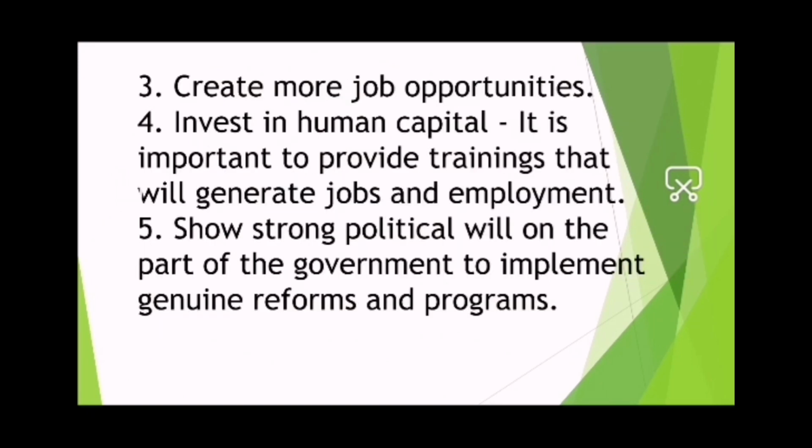Number three, create more job opportunities. Number four, invest in human capital. It's important to provide trainings that will generate jobs and employment. Number five, show strong political will on the part of the government to implement genuine reforms and programs. The fight to eradicate inequality is a long battle, but we can still win the war against inequality through collaborative efforts between the people and the government.